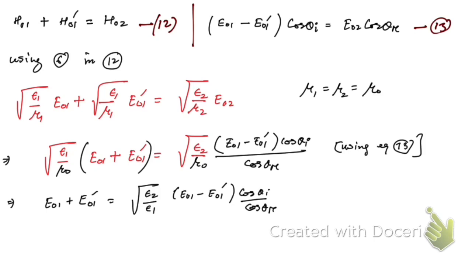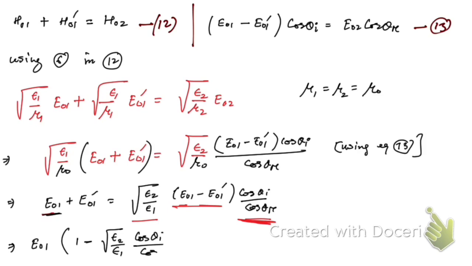Okay, so now you see, from these two terms, if you open this bracket and transfer this one to the left side, then taking E naught 1 common, we're going to get E naught 1 within bracket: 1 minus root over epsilon 2 by epsilon 1 cos theta I by cos theta r.